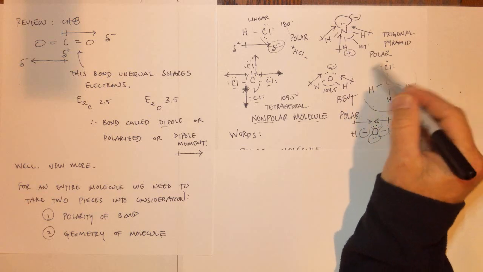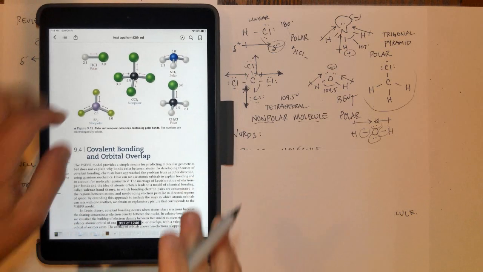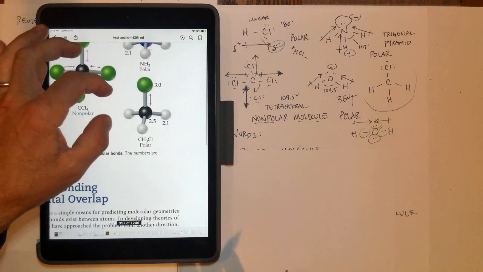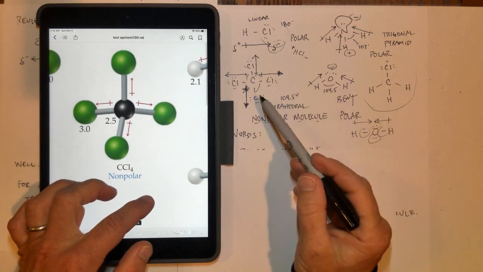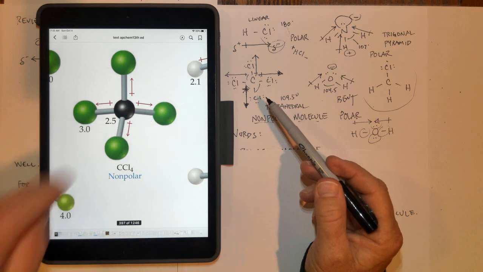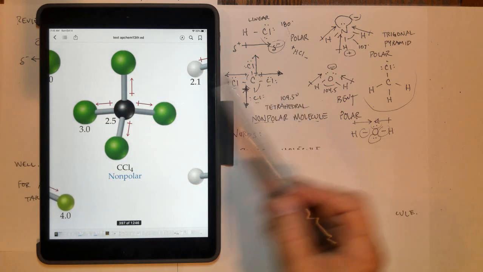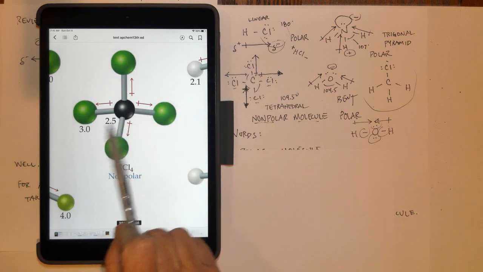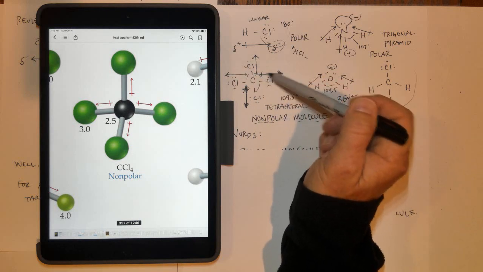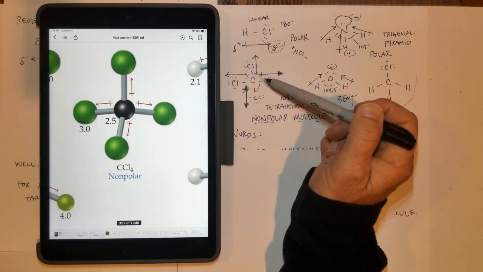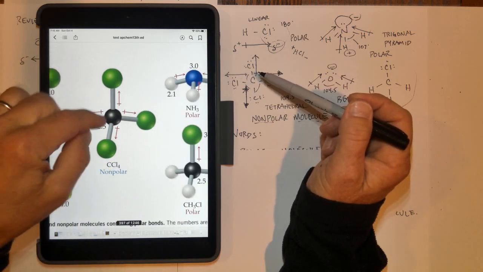Last one right here, I'm just going to pull these up on the screen to the left because they have some nice space-filling models of them. Here is the CCl4. This is the one we looked at right over here, and you can see that the electronegativities are given, 2.5 for carbon, 3 for the chlorine. You can see that the arrows right here all even each other out, the dipole moments.